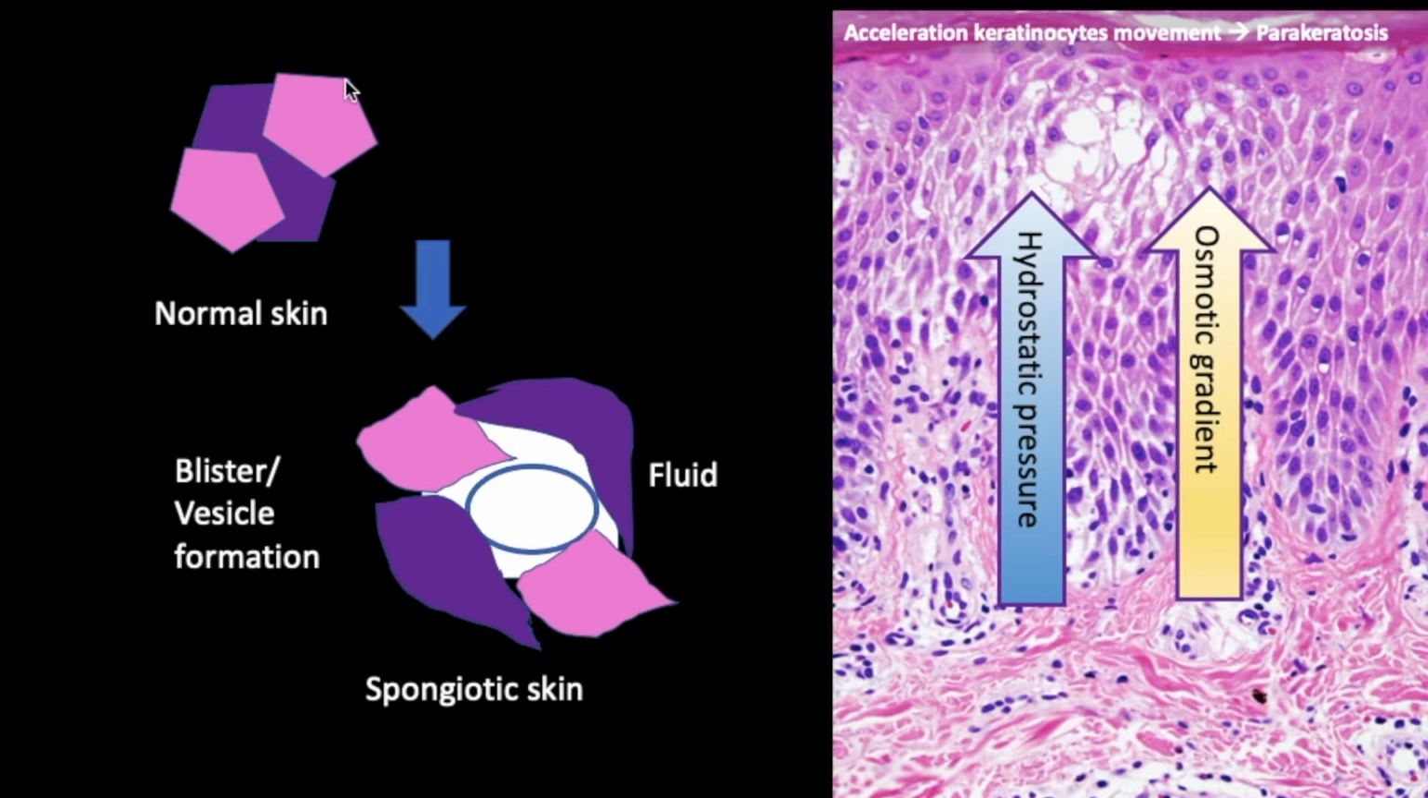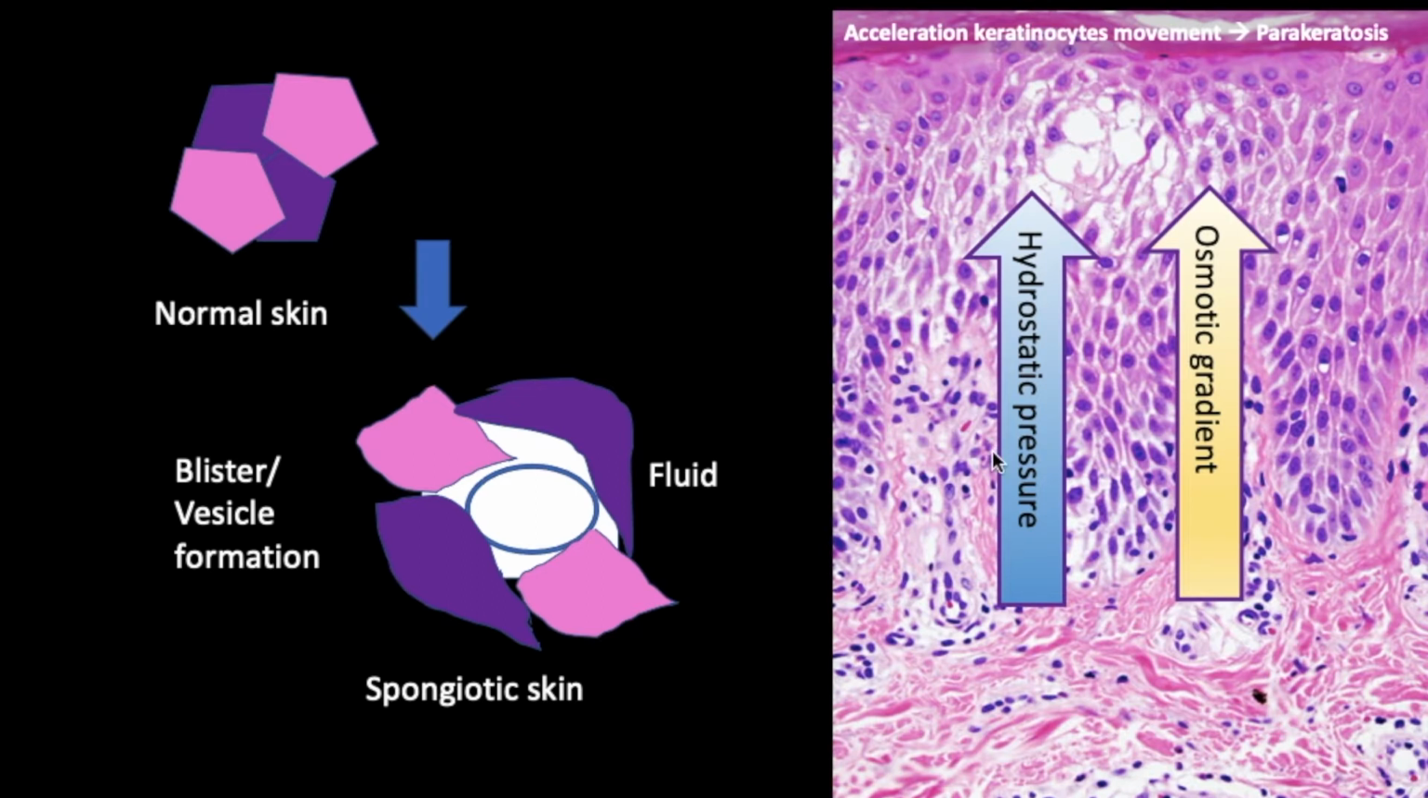And in comparison to the nice hexagonal keratinocyte shape, you will see the shape of the keratinocyte becoming a little bit elongated, and they have pointy edges because the fluid is pushing the cells away from each other, so they are separated. If the spongiosis is severe enough, you start seeing blisters and vesicles, as we see in this example.